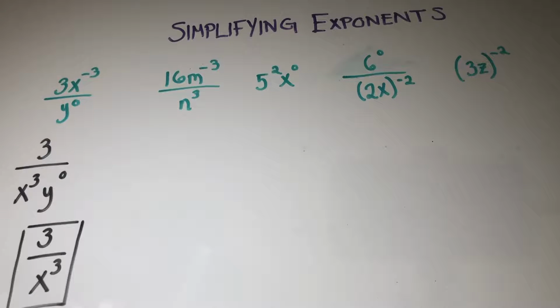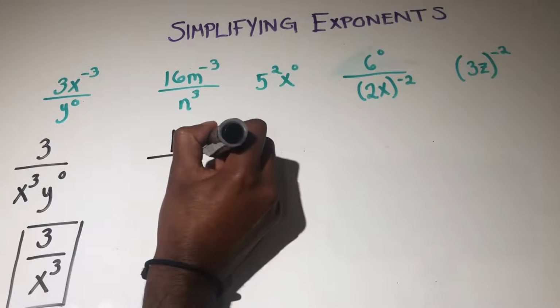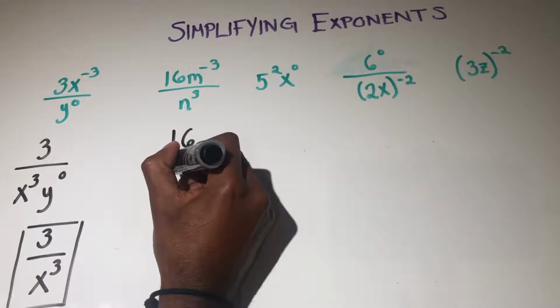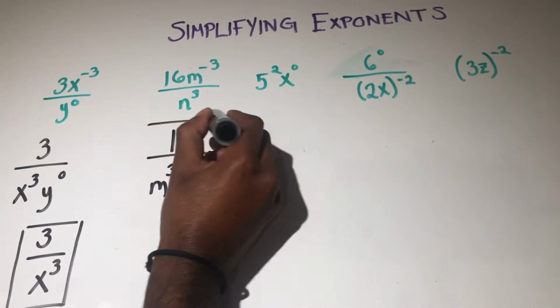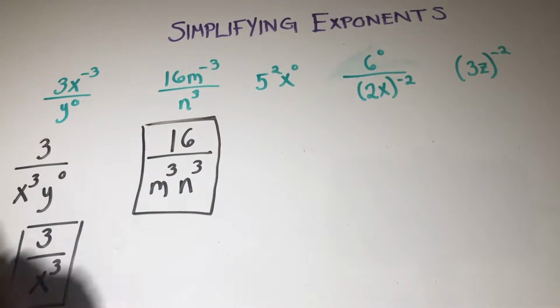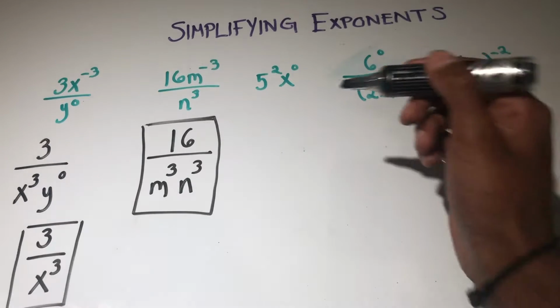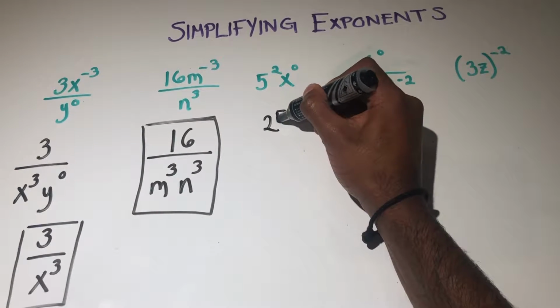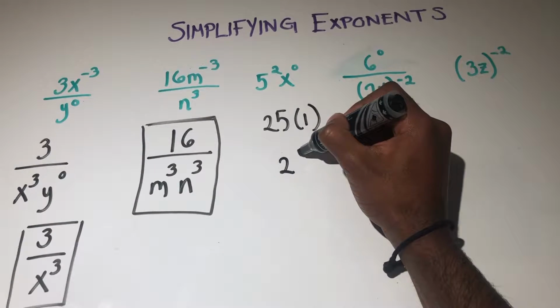Moving on to the next example, we have 16m to the power of negative 3 over n cubed. Just like the example before, if we move m to the denominator, it's going to become m to the power of 3, and then n to the power of 3 just stays there. Now we have 5 squared times x to the power of 0. Well, 5 squared is just 25 times x to the power of 0, which is just 1. So our answer is just going to be 25.